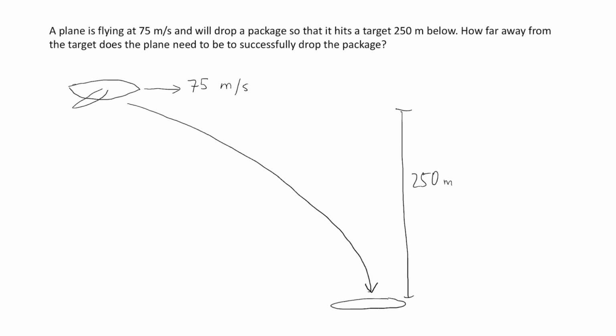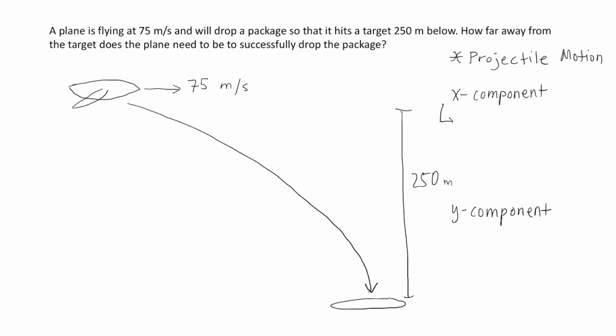Now this is a projectile motion question, which means it has an x component and a y component. The x component is uniform motion, so the acceleration is 0. And since the object is initially moving with the plane, it has a velocity of 75 meters per second in the x component.